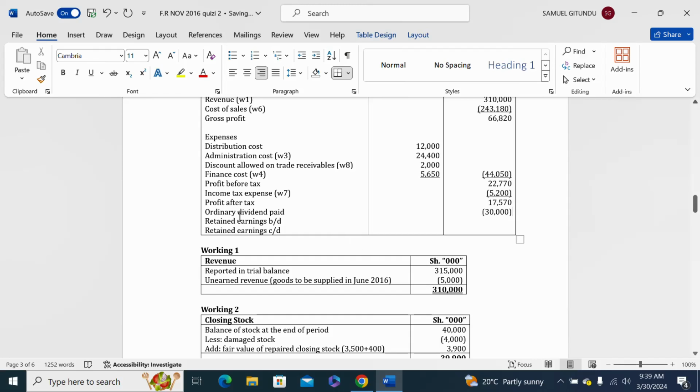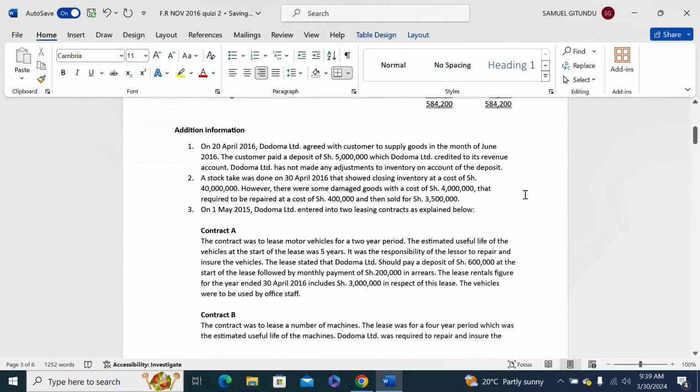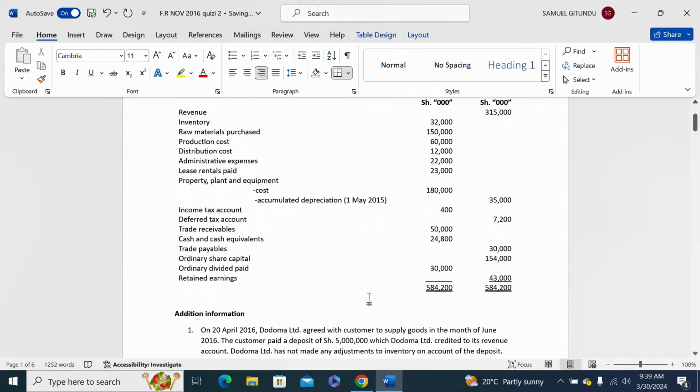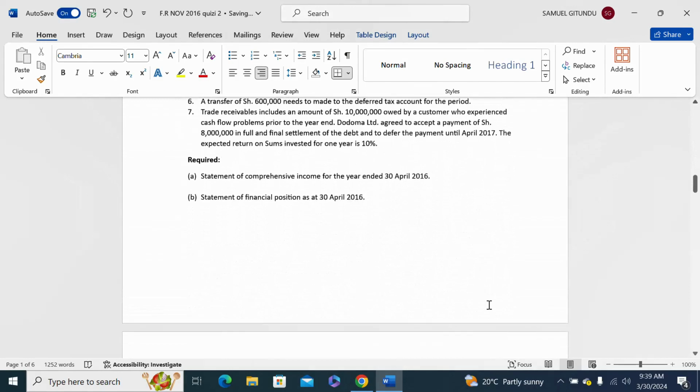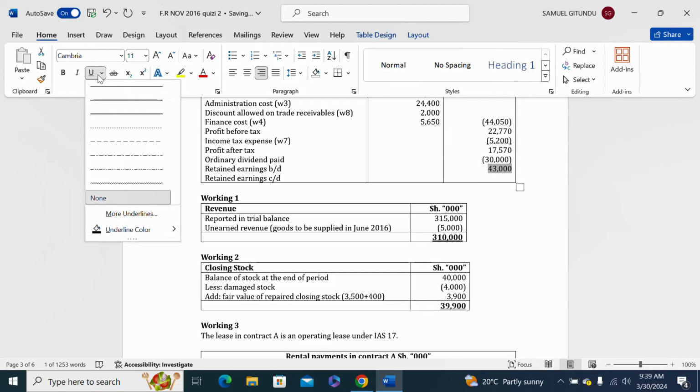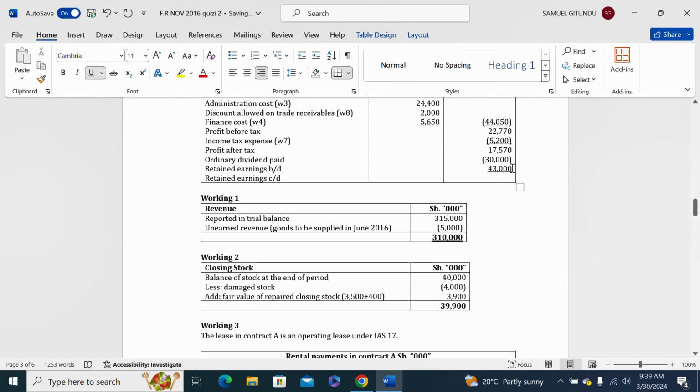And then we add the retained earnings brought down. That is the retained earnings at the beginning of the year from the trial balance. The retained earnings were 43 million. So we add 43 million. Therefore, the retained earnings carried down, that is the retained earnings at the end of the year, if we do this computation, I'm getting 30,570,000.